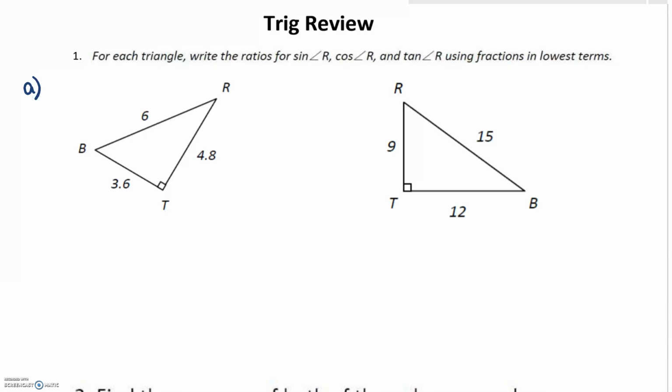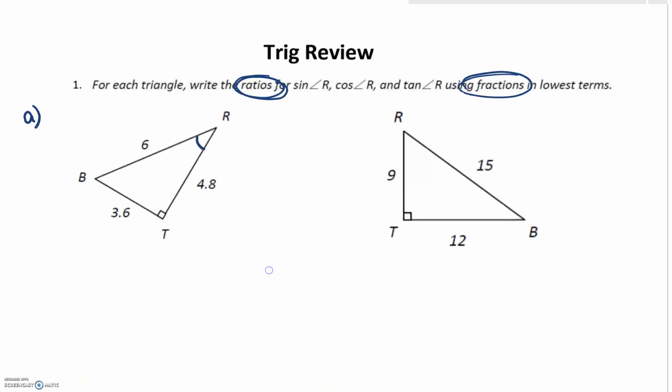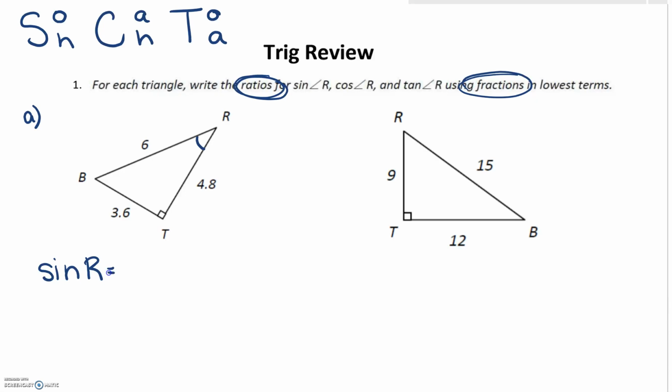The question says, write the ratios for sine, cos, and tan of angle R. The first thing you want to do here is put a little symbol showing that we're working from angle R. The word ratios means you're creating a fraction. If you read the question carefully, it wants you to create fractions or ratios. If you go back into your lessons or your survival guide, you should have written somewhere that those ratios come from SOH CAH TOA. To start, for sine of angle R, I'm just going to write sine of R equals.